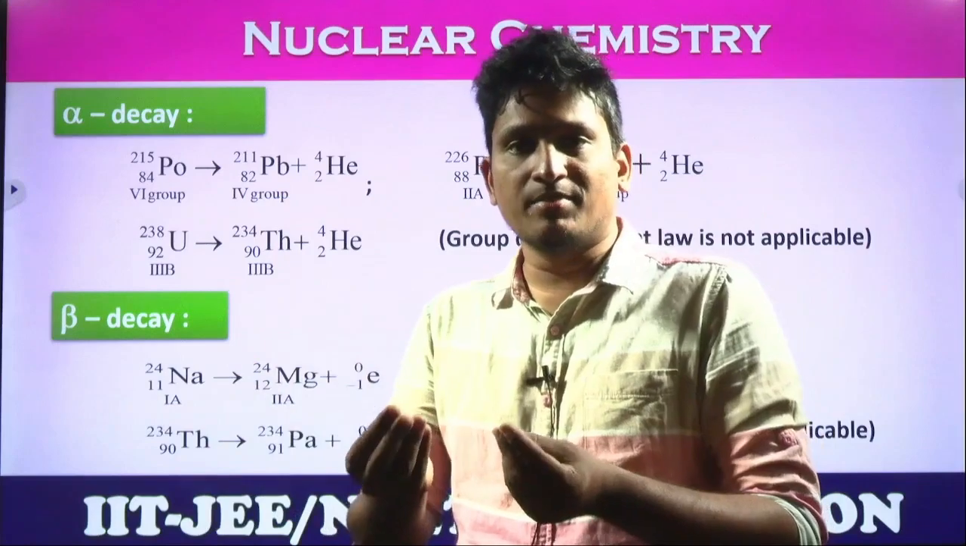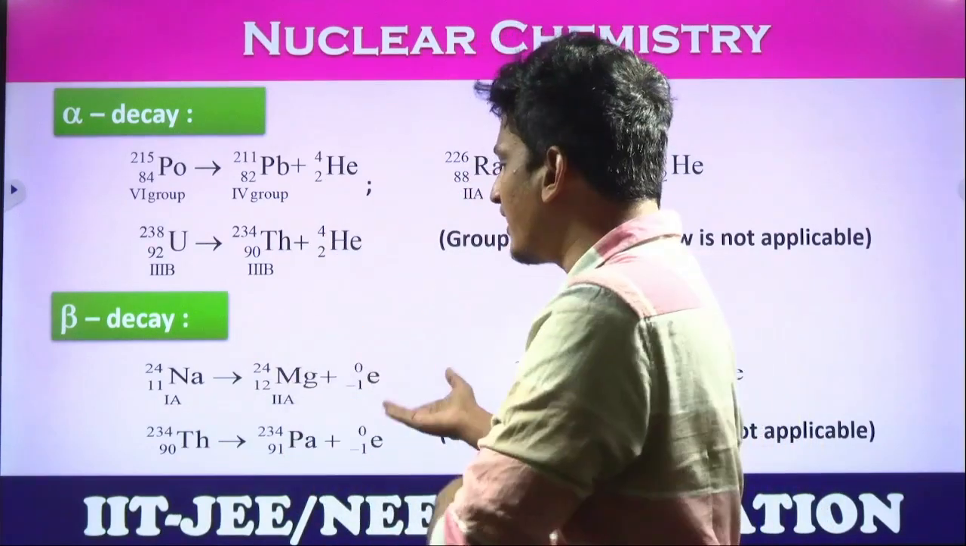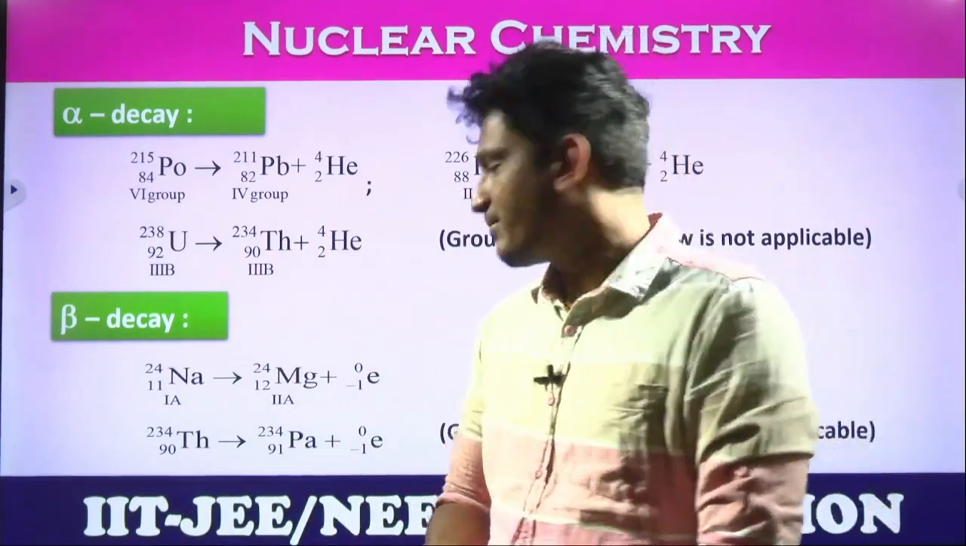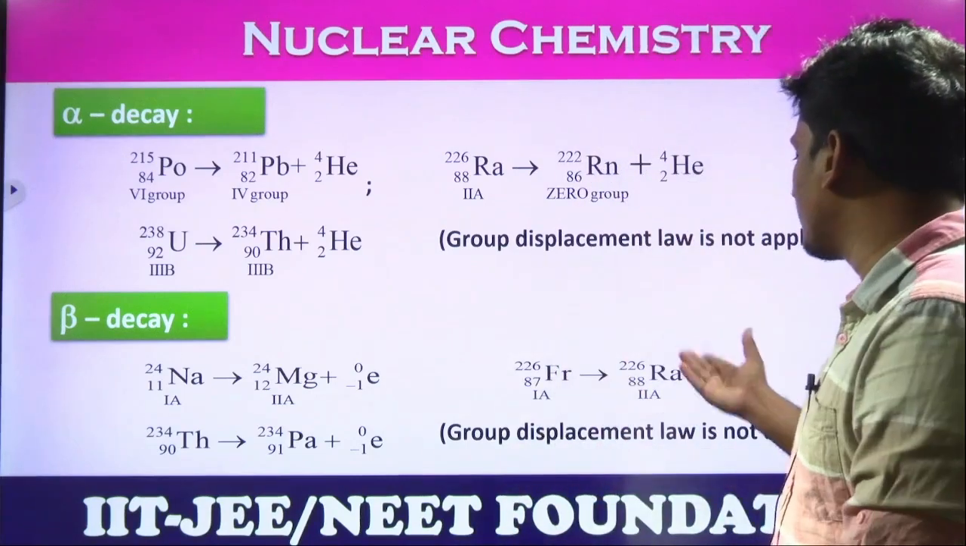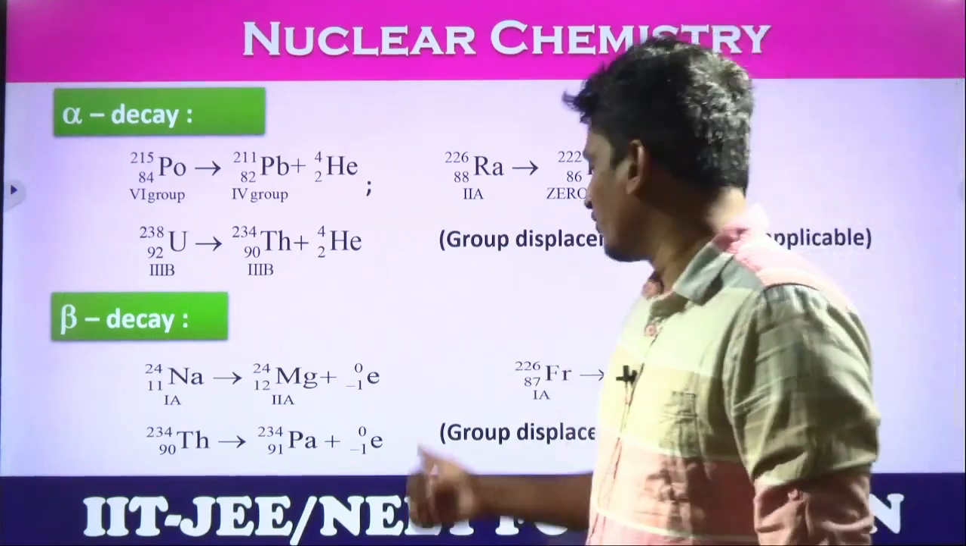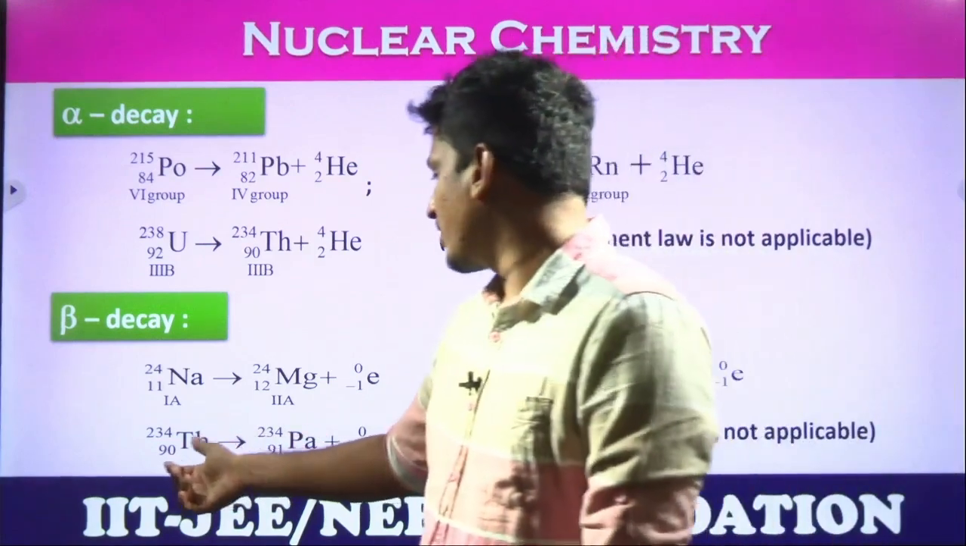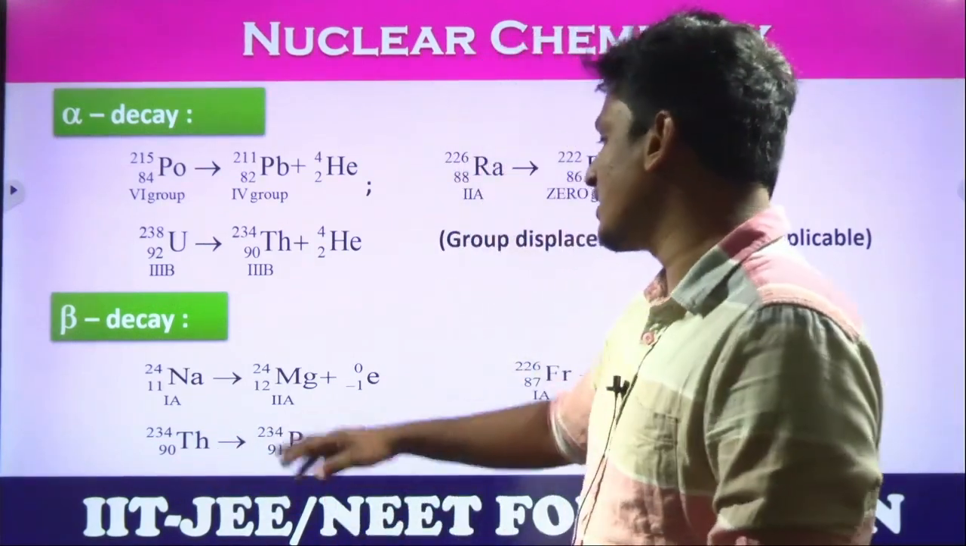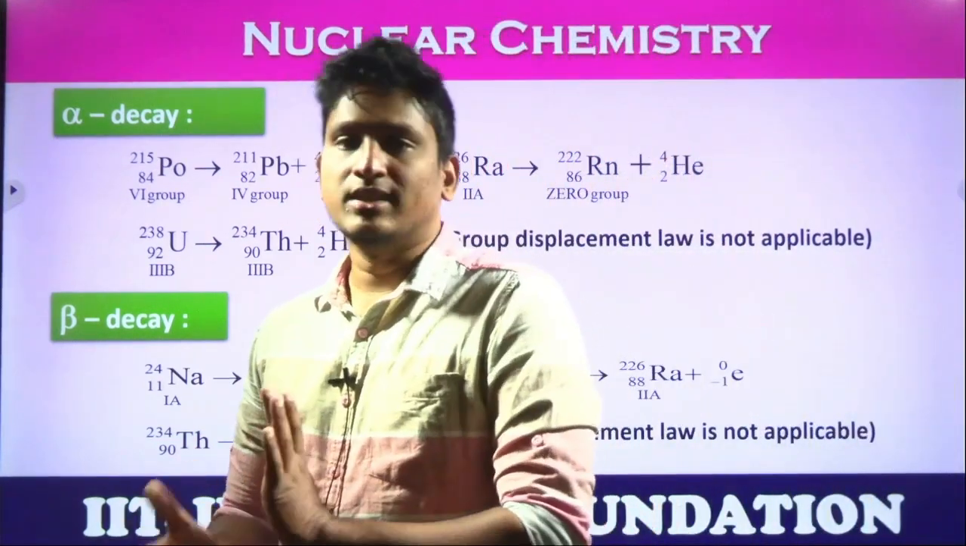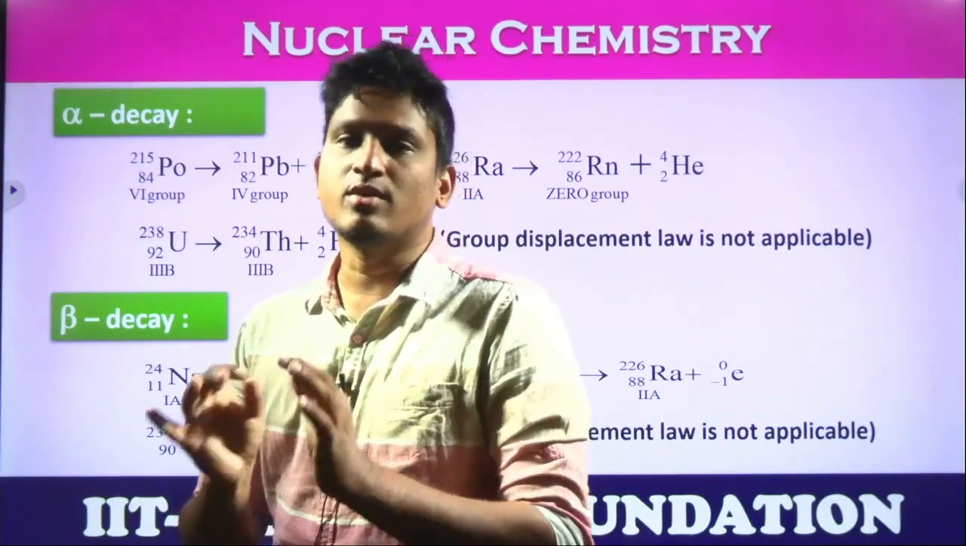Yes sir, the same element, if one proton is added, it gets into the next position, which is group number 2. And francium converts into radium, which is group number 2. Group 1 becomes group 2. Look here, thorium and protactinium. Is there any change in the group number? No. These are third group elements. Group displacement law is not applicable.